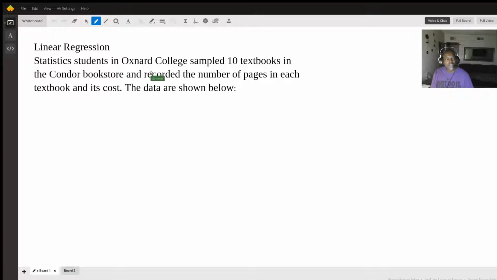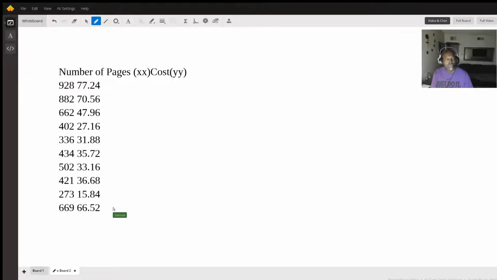Statistics students in Oxnard College sampled 10 textbooks in the Condor bookstore and recorded the number of pages in each textbook and its cost. The data are shown below. On board two, I have the data here. It's kind of scrunched together, but we have 928, 882, and that's the number of pages x and the cost y. It should be just x and y, I think. So these are my cost y, 77, point 24 cents per page all the way down.